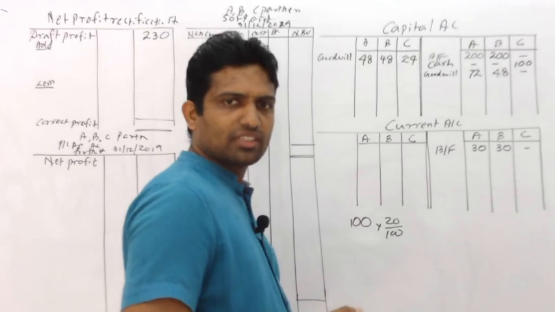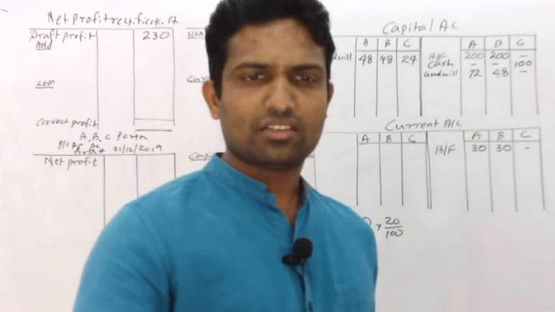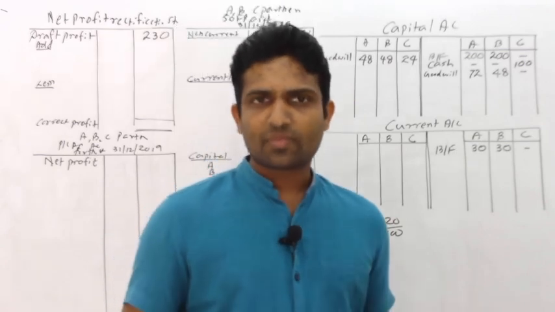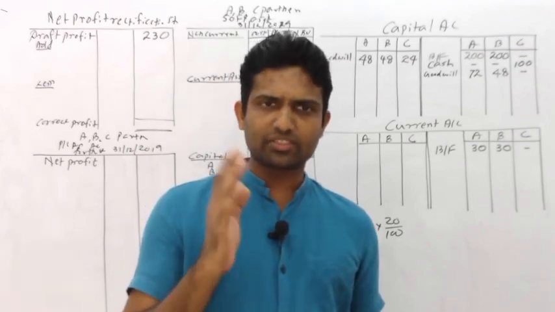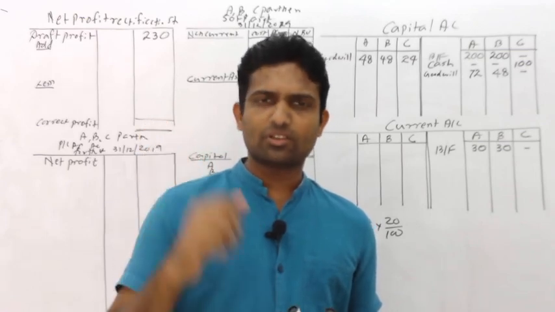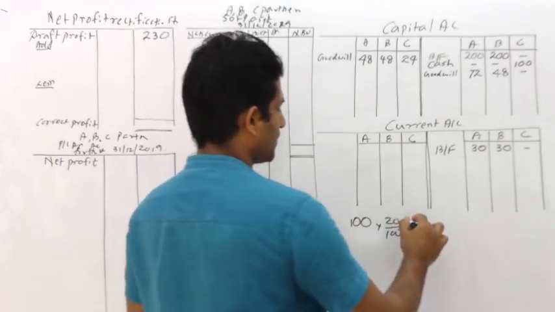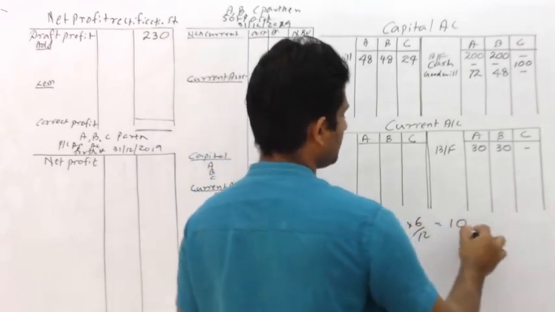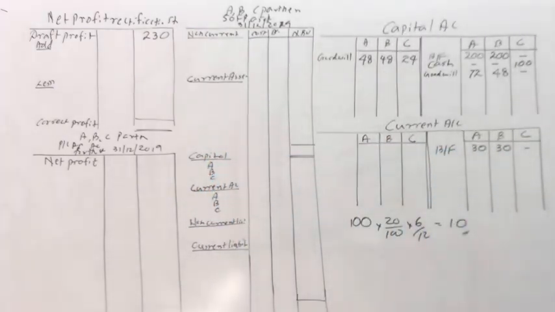But you cannot calculate the interest for the whole year. The reason is the date A gave the loan is 1/7/2019. Calculate interest only for 6 months. From 1/7/2019: 7, 8, 9, 10, 11, 12. Only 6 months remaining from the date he gave the loan. Therefore, calculate interest for 6 months. This is 10. This should be the interest on the loan given by A.